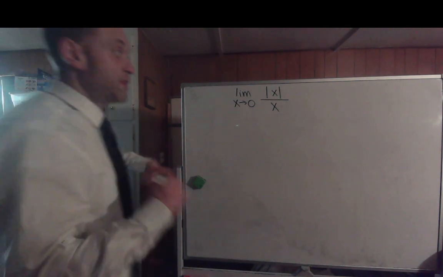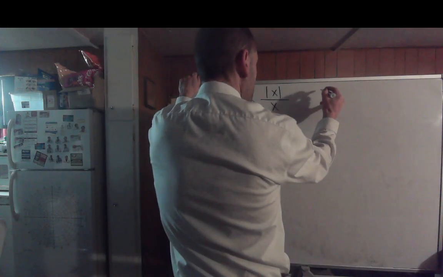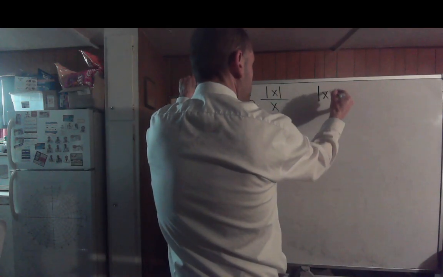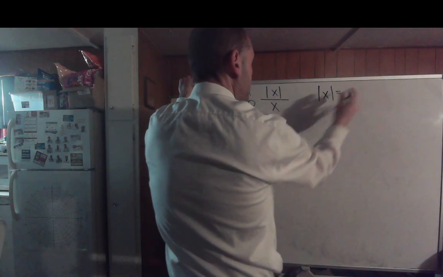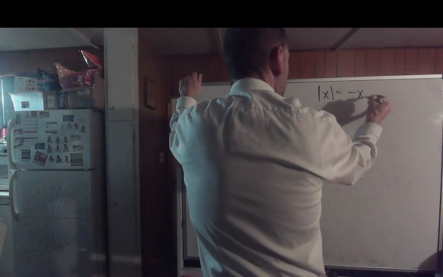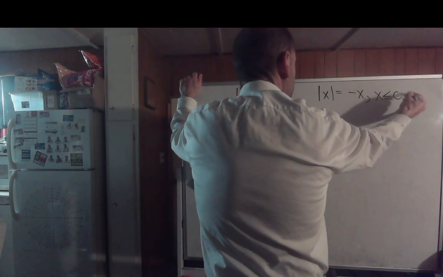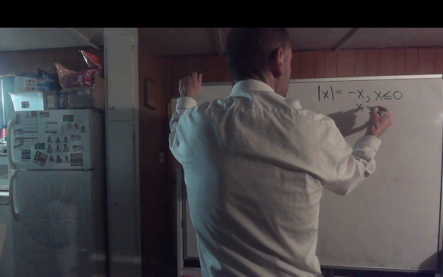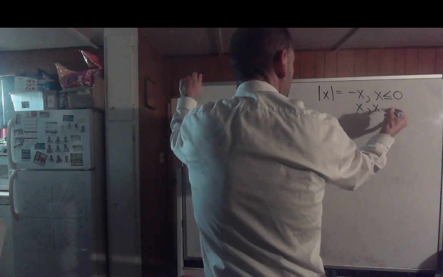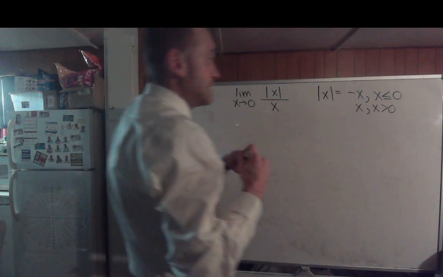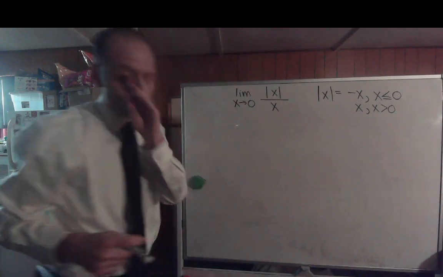The absolute value function is in fact a piecewise function. The absolute value of x is equal to -x when x is less than or equal to 0, and then it's equal to +x when x is greater than 0. That piecewise function actually makes up the absolute value function.